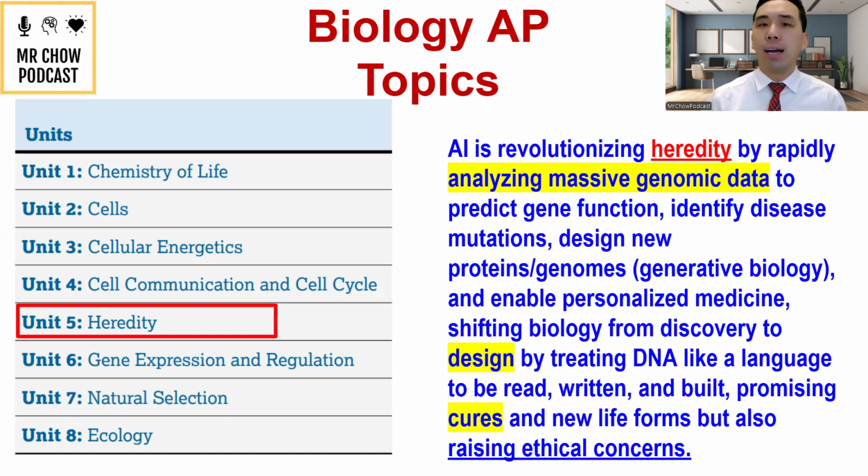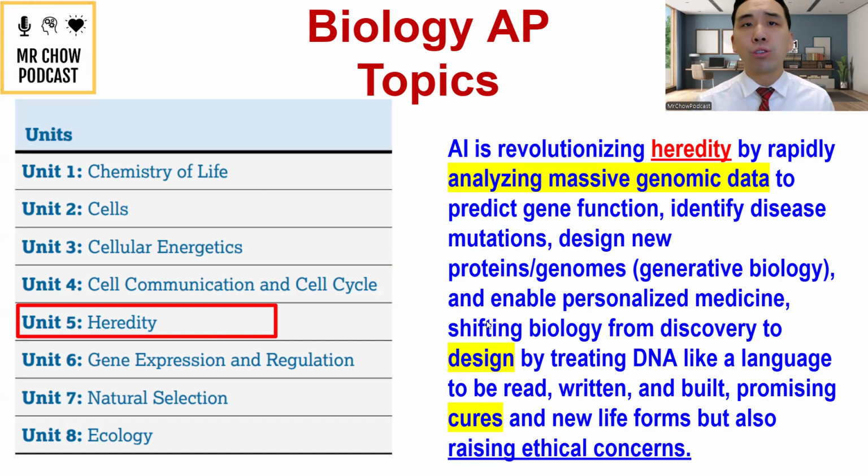Okay, now I know I'm reading very quickly, but take a look at this and read it along. Feel free to pause it if I'm going too fast. AI is revolutionizing genetics, heredity by rapidly analyzing massive genomic data to predict gene function, identifying disease mutations, designing proteins, etc. We're looking at how shifting biology from discovery to design. We're looking at promising cures, but there's also some ethical concerns here as well.